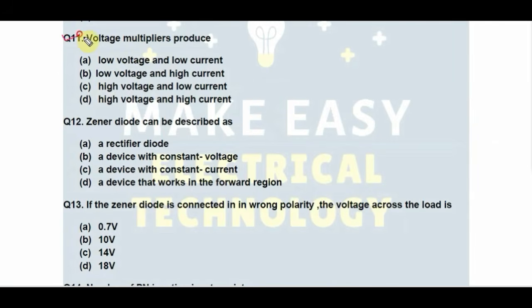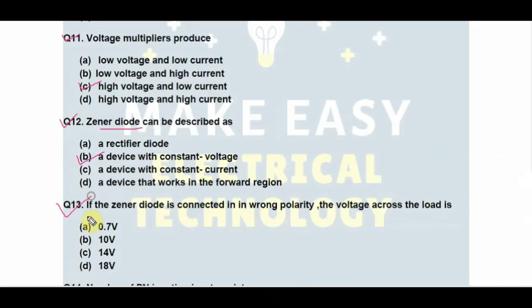Next question, voltage multipliers produce high voltage and low current. Option C is the correct answer. In the next question, a Zener diode can be described as a device with constant voltage. Option B is the correct answer.